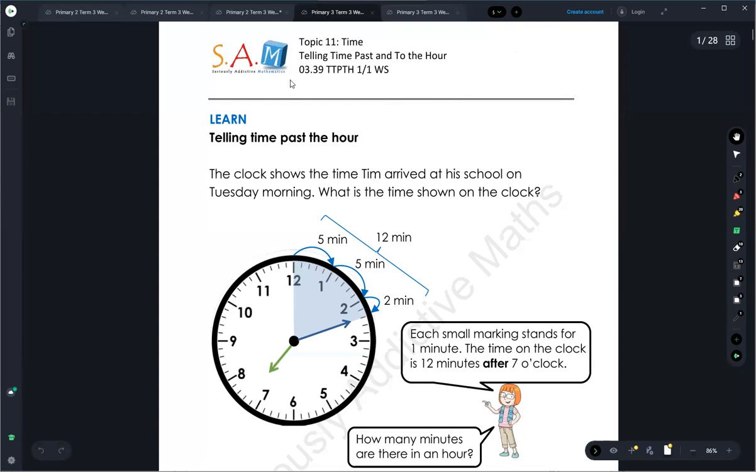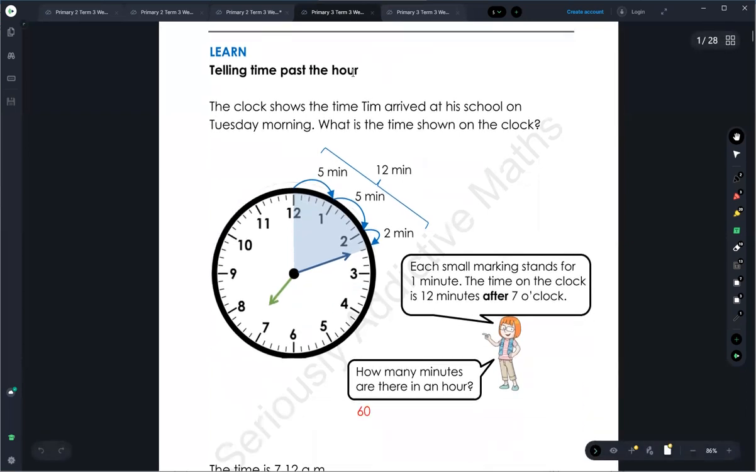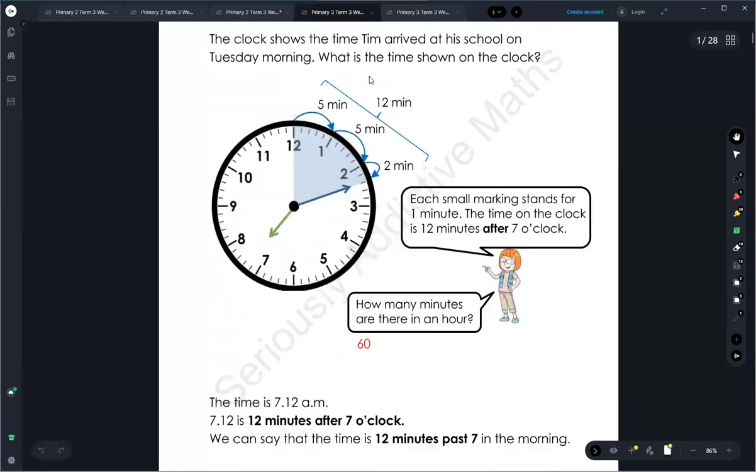So for these two topics, the first one is on telling time past the hour. And then the second one is on conversion, quite straightforward. So let's start off with the first segment in which they're supposed to tell time past the hour. So the use of the words after or past.